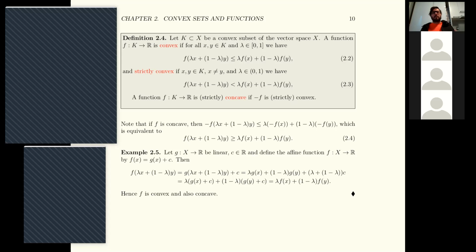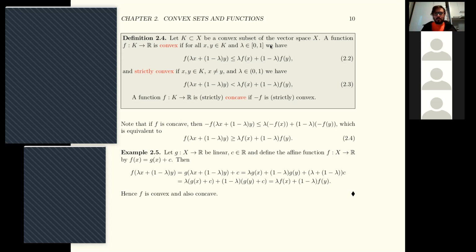If we have the property that when we take the vectors x and y for which this function is defined, and then we move along the adjoining line between x and y, then the function's value in those points between x and y is smaller than or equal to the combination of the values of the function at the ends.